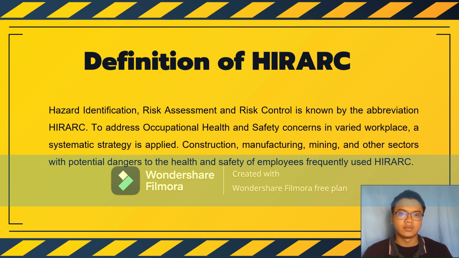Hazard identification is to recognize the things that can cause injury or harm to an employee. Risk assessment is to evaluate the possibility of an injury or harm happening. And finally, risk control is the implementation to reduce or eliminate the possibility of an accident from happening.